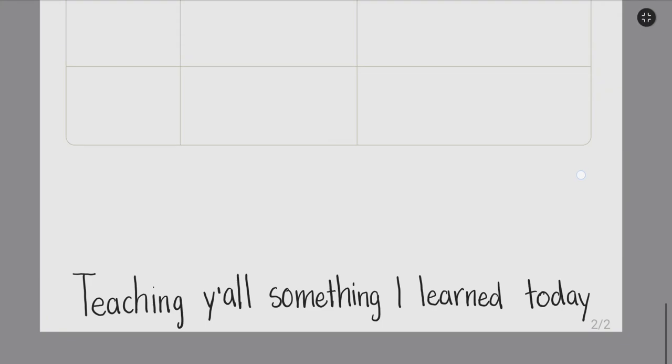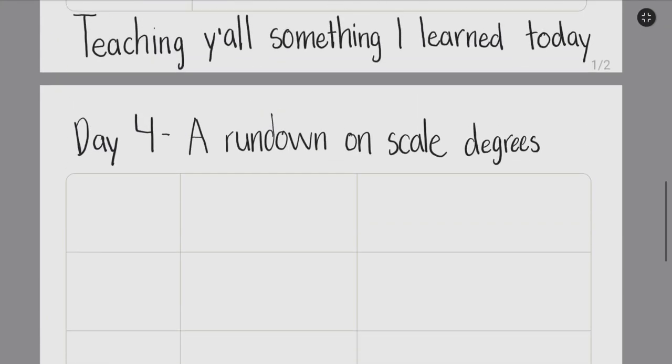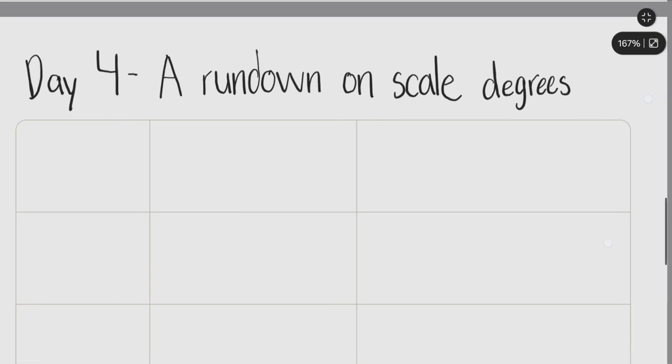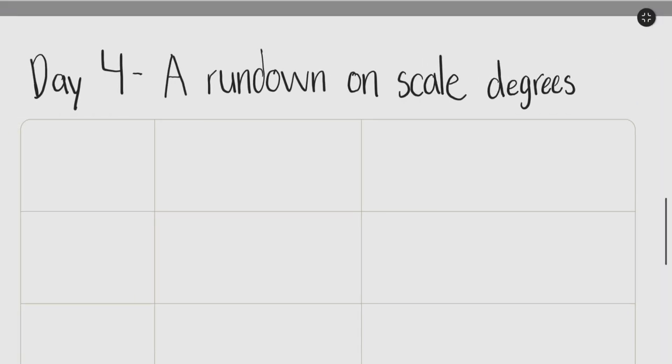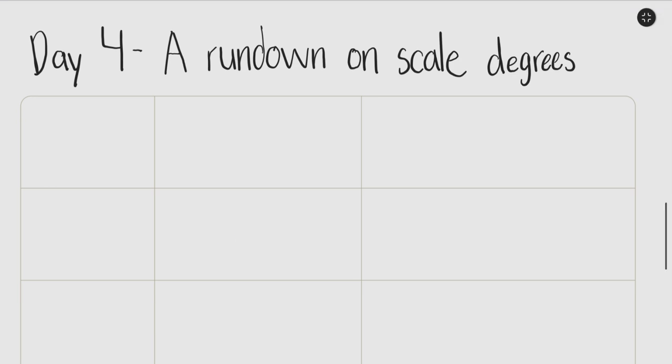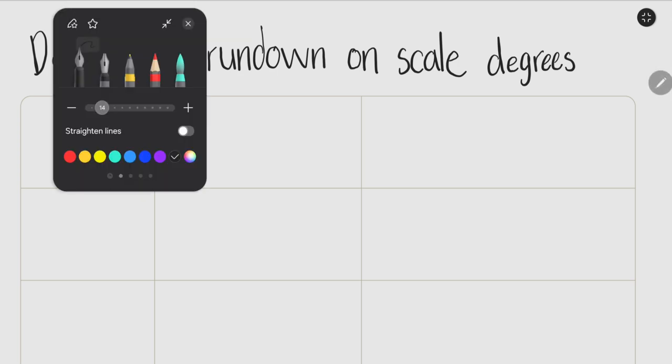You know, something I learned today and something new that I'm teaching you is a rundown on scale degrees, specifically the scale degree name, number, and solfege syllable. So, one thing that we need to know about this is that there's 7 scale degrees, and let's start with that.